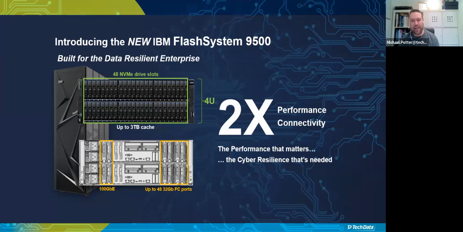Model numbers, right? So headline news with this: 2 times the connectivity and the performance that really matters. So having 48 drive slots, 3 terabytes of cache, and then we've got the 100 gig Ethernet, and then 48 32 gig Fibre Channel ports. So a hell of a lot of connectivity for you there, and a lot of options for customers. If you need that enterprise workload, let us know.